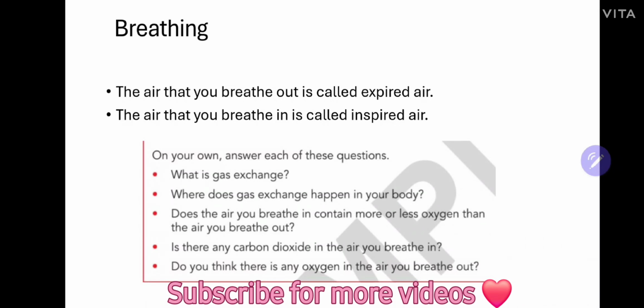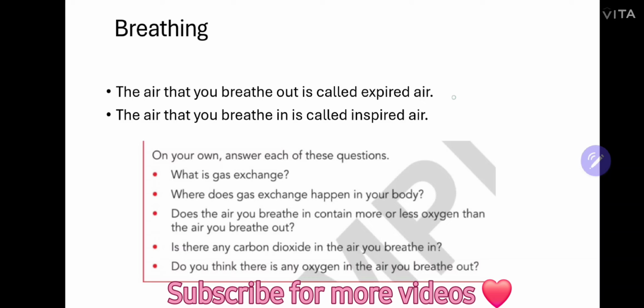In the previous class, we discussed the gaseous exchange of gases in the chapter named respiration. Today we are going to discuss the topic of breathing. For that, we can discuss what is meant by expiration and inspiration. For that, we should know what is meant by expired air as well as inspired air.